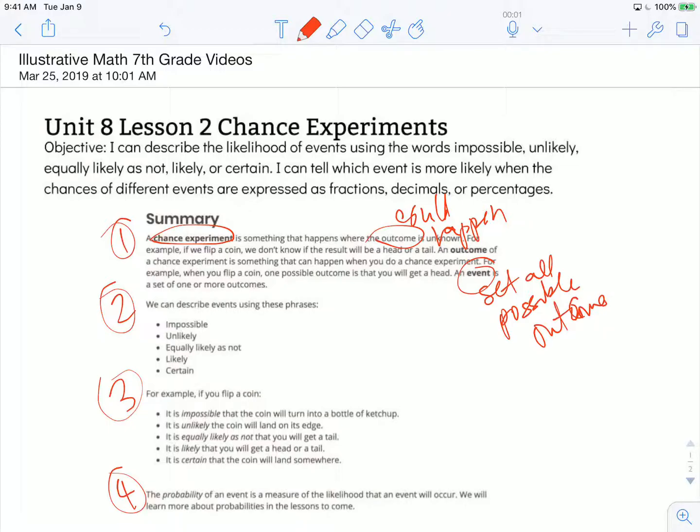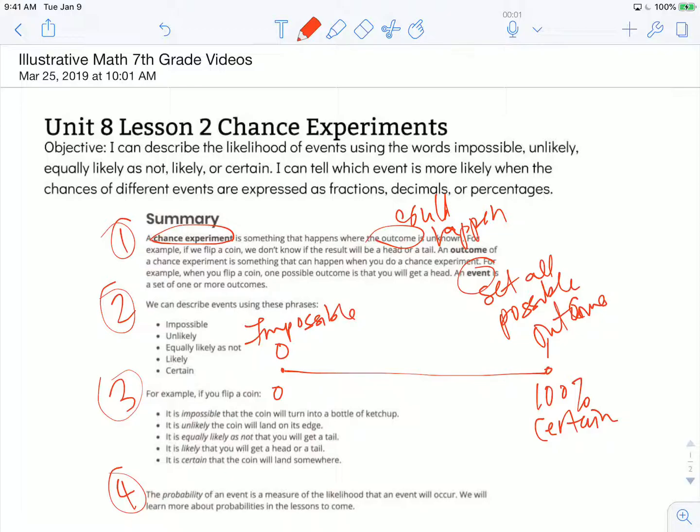In paragraph 2, it says we can describe events using these phrases: impossible, unlikely, equally likely as not, likely, or certain. I've seen this drawn before on a number line, so I'm going to draw that in my notes here so that I can reflect on that. The chance of something happening is anywhere between 0 and 100%. And 100% is the same thing as 1. So we have chances of things happening of 100%. Absolutely, it's going to happen. It is certain. It will always happen. All the way down to 0, which is impossible. It's never going to happen.